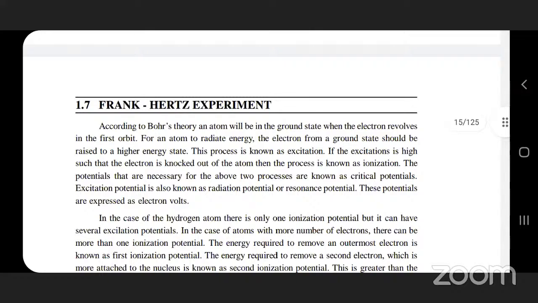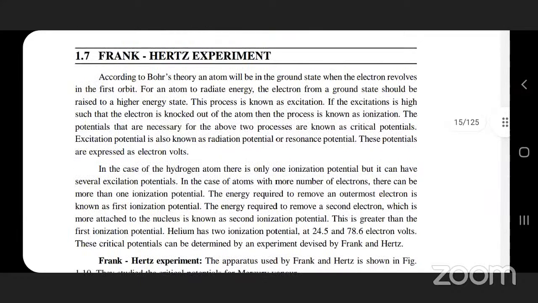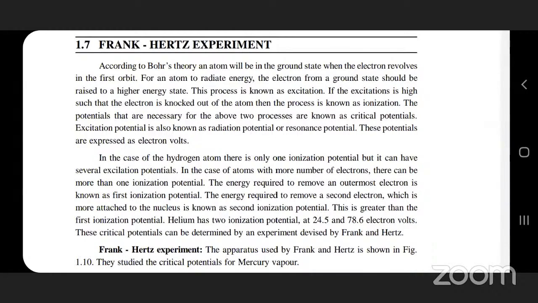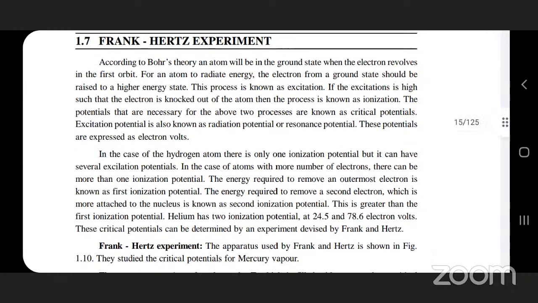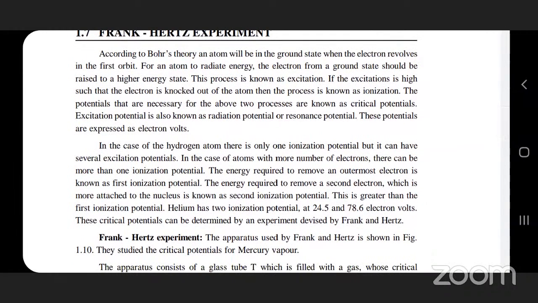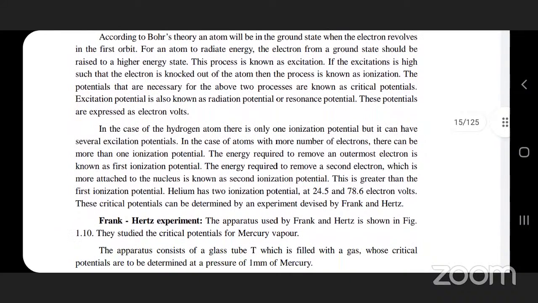Next one is the Franck-Hertz experiment. According to Bohr's theory, the atom is in the ground state and the electron revolves around the first orbit. Later on, the atom absorbs energy, and the electron from the ground state is raised to a higher energy state. This process we call excitation. If the excitation is high enough, the electron is knocked out of the atom. This process is known as ionization.